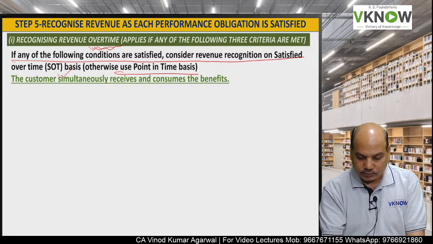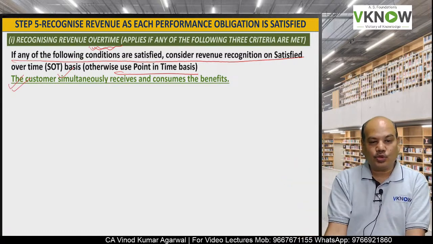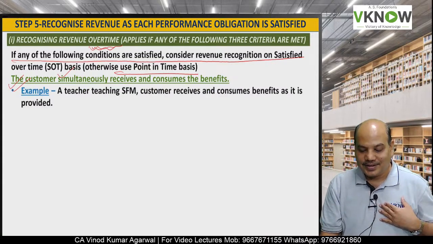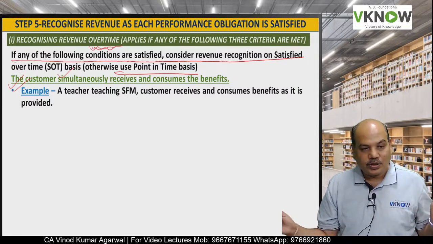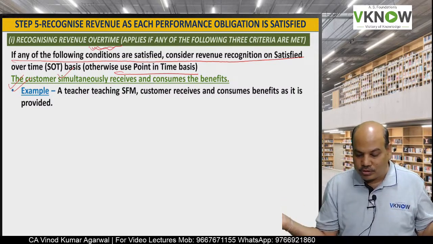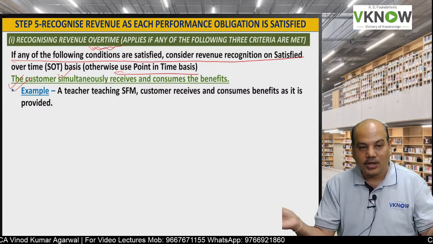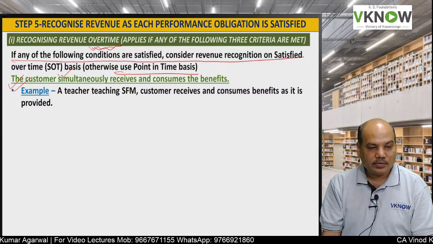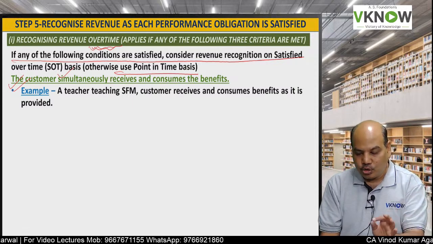So first is, customer simultaneously receives and consumes the benefit. Example, a teacher teaching FR, SFM, and suppose it's a 1 year or 2 year course. The customer, here it's the student, receives and consumes the benefit as it is provided. So in that case, we can recognize revenue over time.